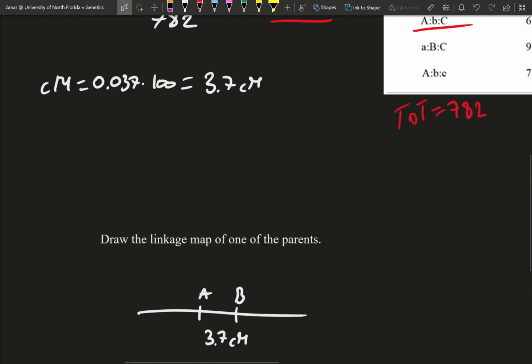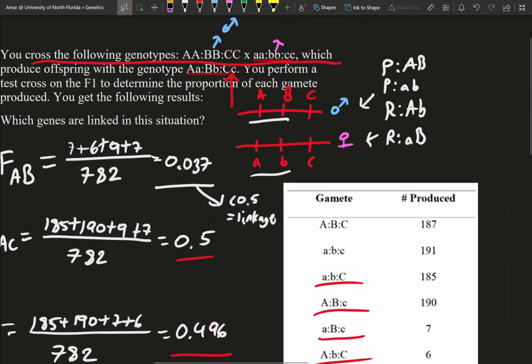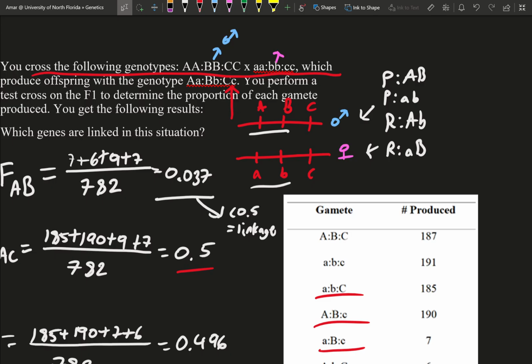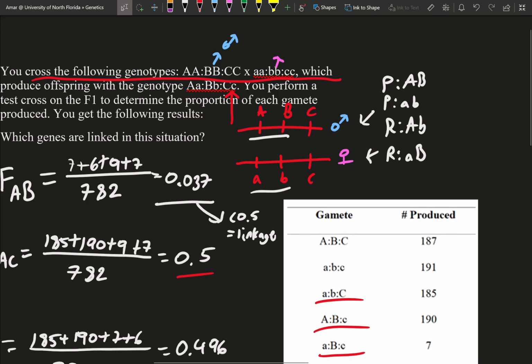But that's essentially how you figure out the recombination frequencies. It's pretty simple. Always make sure to read your question. Make sure you figure out what the parental gametes are, and then you should be golden.